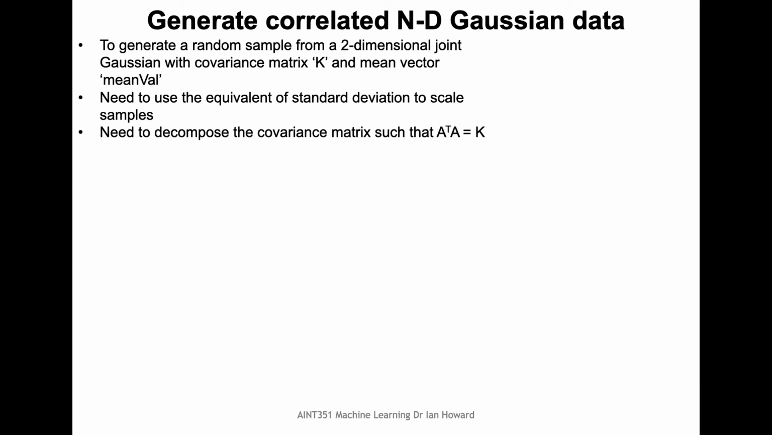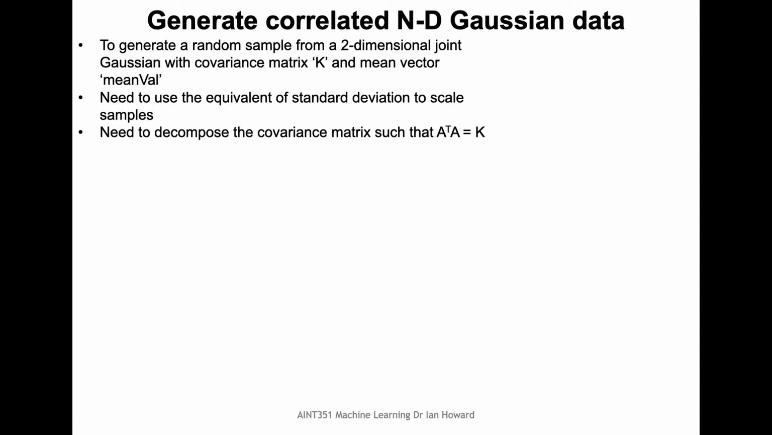Just like we did in the one-dimensional case, we need to scale it. We need to transform it by multiplying by something which relates to the standard deviation, and then we need to add on the mean. In this case, the scaling is a transformation matrix relating to some aspect of the standard deviation, and the mean is going to be a vector.